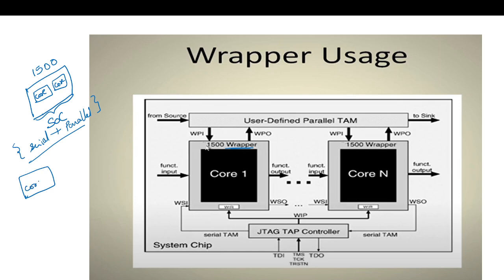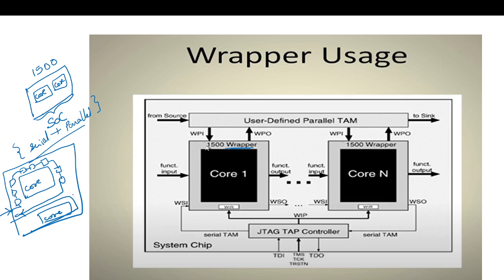If we have a core, then the scan cells are connected across the boundary. So this is the input, this is the output. So these scan cells are connected across the boundary, and we have the chip. So we will have multiple such cores and multiple such scan chains, and based on this TAM architecture, it is decided how many inputs and outputs. So this we have seen.